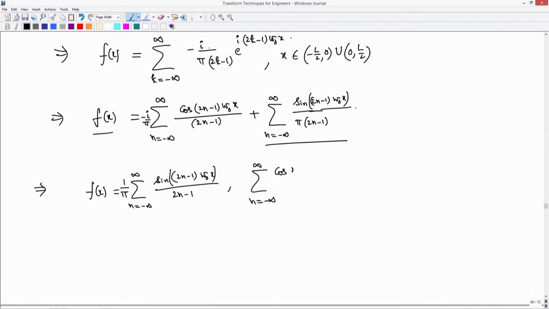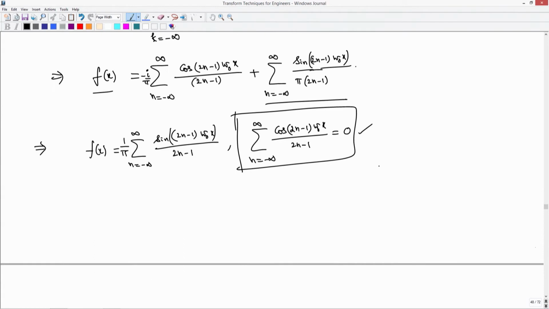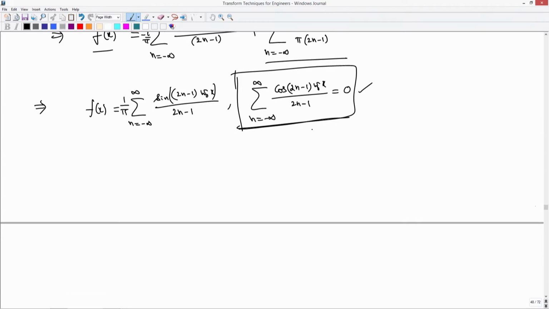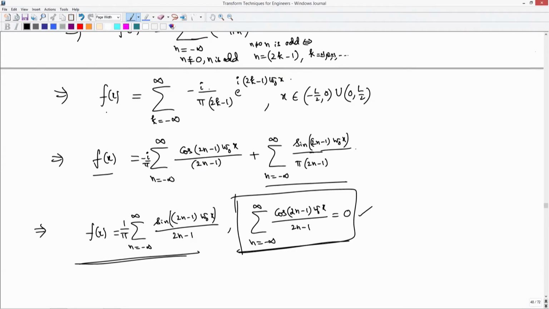So, this is what you get, a new identity. We do not care what it is, but that value is actually 0. You get an identity, the fact that the sum of all these things is 0. And what you get is your Fourier series that converges to the point.